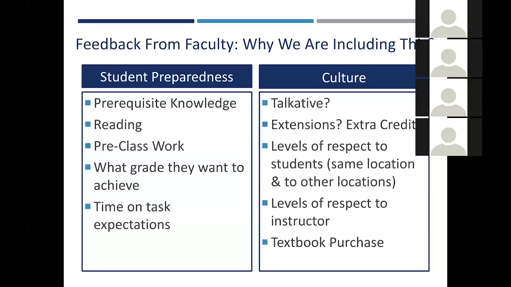Again, this could be just one class section versus another at the same place. But what happens if you have a shared course and one location is very quiet, another is very talkative, just like you might have students in the class where you have a talkative group and an untalkative group? How do you address that?